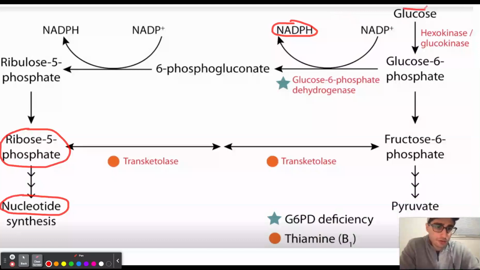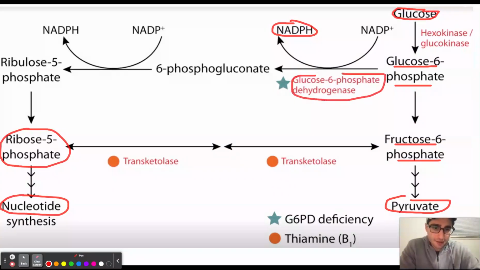Now, normally glucose goes through glycolysis to produce pyruvate. But once it reaches glucose 6-phosphate, as well as fructose 6-phosphate, it can actually shunt. It can shunt through the glucose 6-phosphate dehydrogenase enzyme to produce 6-phosphogluconate and then ribulose 5-phosphate. And when it does that, it is going to generate NADPH, which is really important.